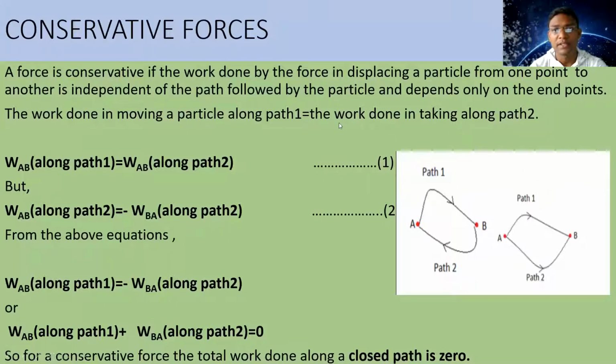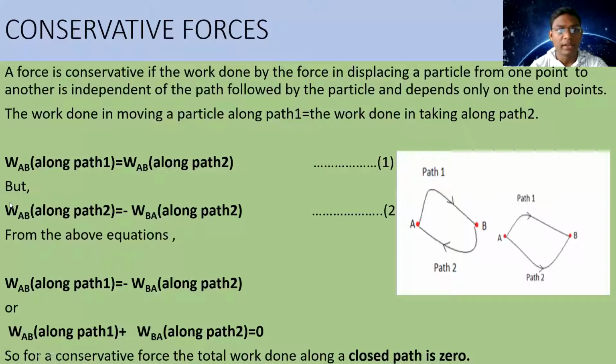So if we express this concept in mathematical terms, what will happen? WAB along path 1, which means the work done in taking the particle from point A to point B along path 1, is equal to the work done by the force in taking the particle from A to B along path 2. These two work done are equal.